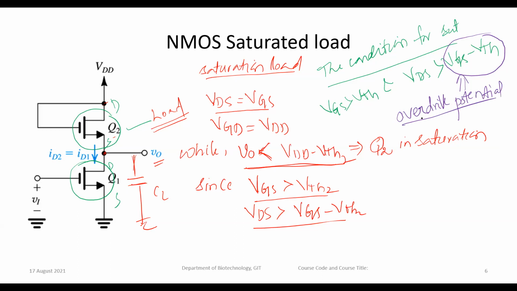At least read whatever I wrote on the screen. Overdrive potential, sir. Overdrive potential or overdrive voltage is what we call VGS minus VTH. Okay, so these two conditions are satisfied.